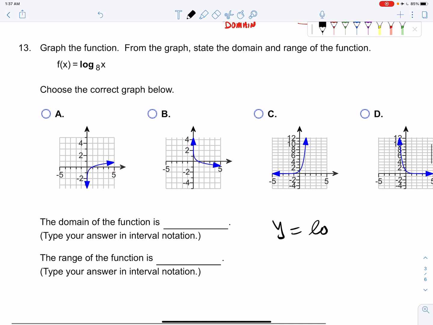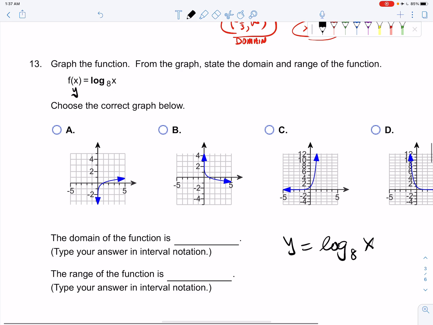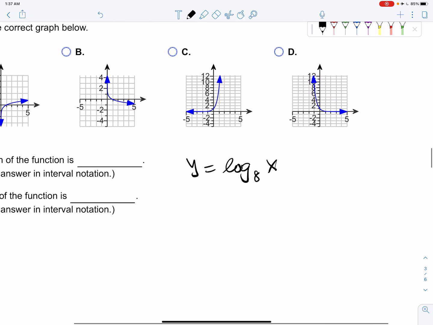It says f of x equals log base 8 of x. Log base 8 of x. Now the reason why I'm changing it from function notation to just a y is because I want to apply what I learned about changing it from logarithmic to exponential. Let's go through that process again. The base is 8. It's going to be raised to the y power. And all of this equals x. I'm going to put it on this side. All of this equals x.